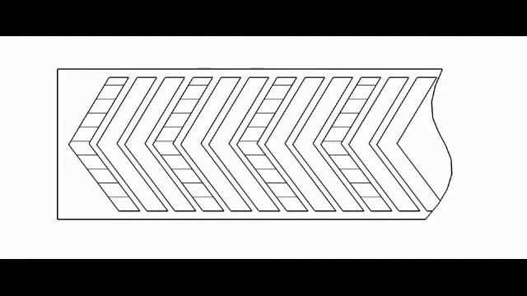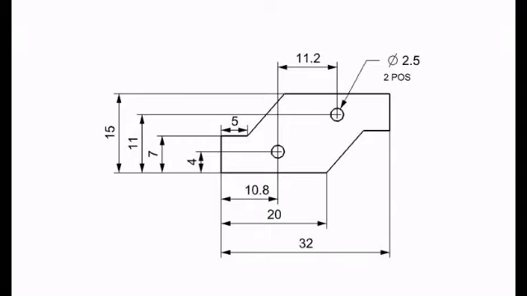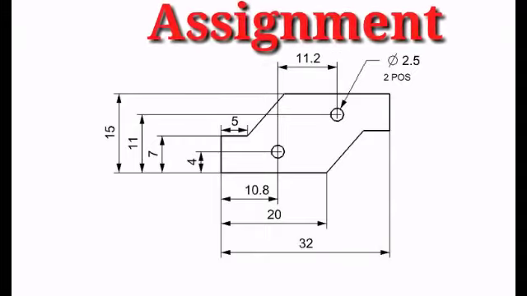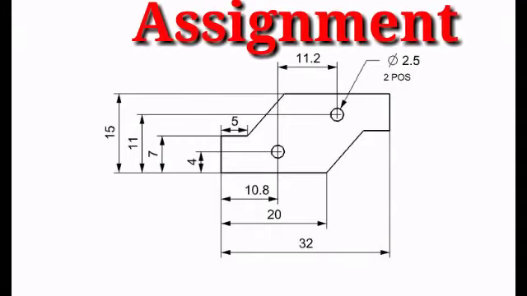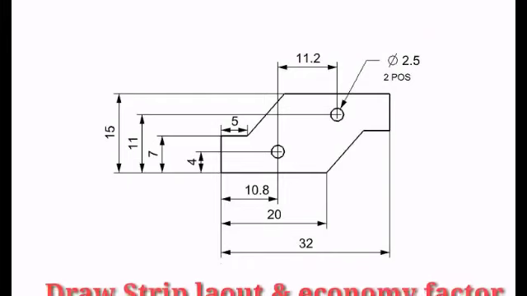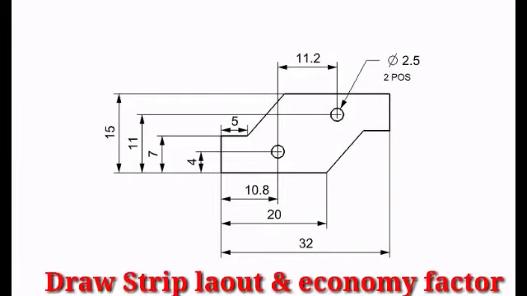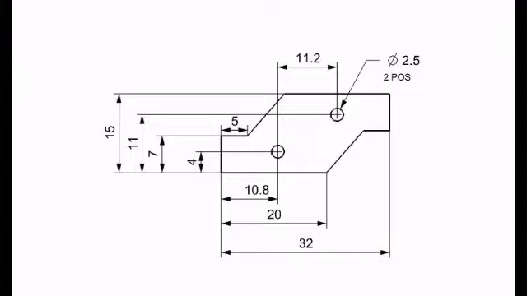Now look at the images on the screen for the assignment purpose. Draw the strip layout for the given component and calculate the economy factor. Next point is the single row single pass, single row double pass, and draw the strip layout for the components. You can see these are the two examples. You have to find out the solution, that is the economy factor and various types of passes, like single row single pass, single row double pass, double row double pass.